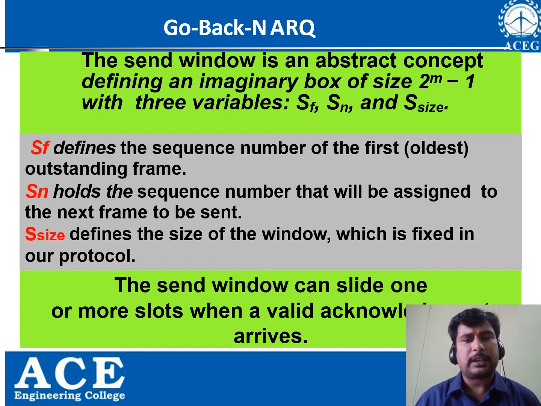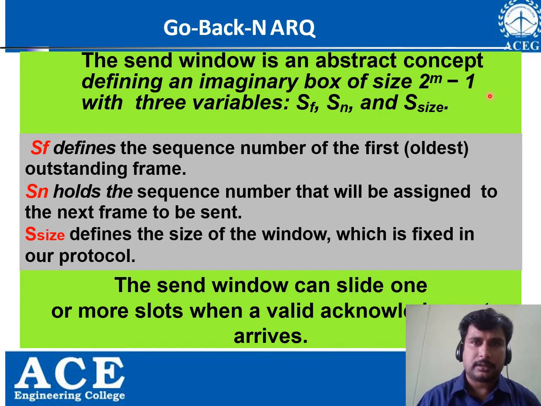Go Back N automatic repeat request protocol. Here, the sender window size is an abstract concept defining an imaginary box of size 2 power m minus 1, and we will have three variables in the sender window. What are they? SF, which indicates the sequence number of the first outstanding frame; SN, which holds the sequence number that will be assigned to the next frame to be sent; and S size, which indicates the size of the sender window, which is fixed in the protocol.